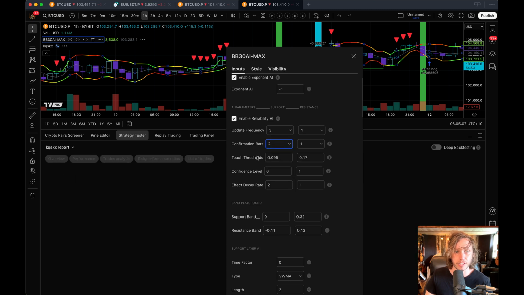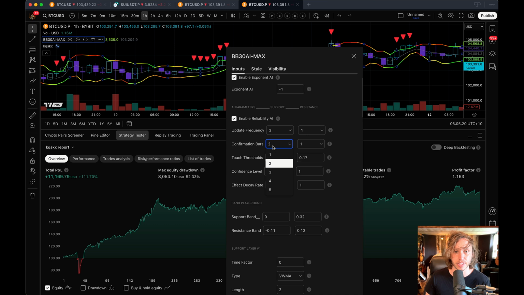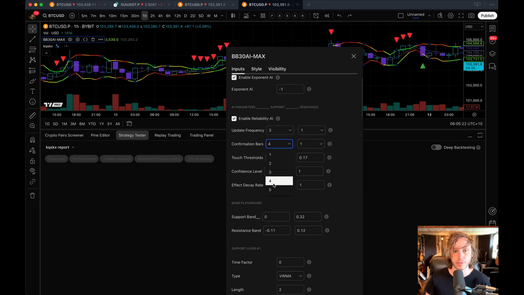Then I'll try a couple different confirmation bar settings. I'm not going to go through and fully optimize this. Maybe I'll do a video in the future where it takes me hours and hours, if not a day, to optimize a strategy. But if you're going to be trading a strategy long term, yeah, so that's way worse. So we're going to go back to 4. I guess we can go up to 5 and look.